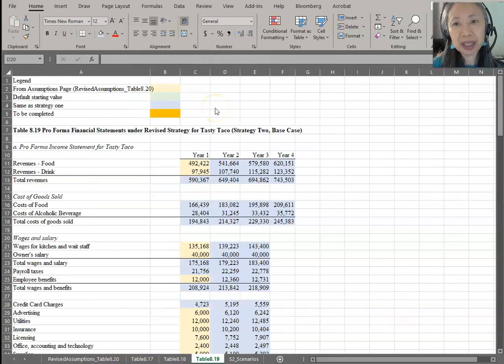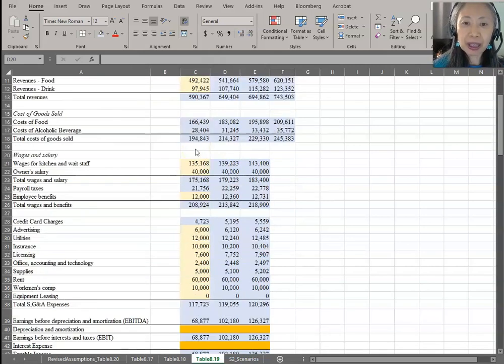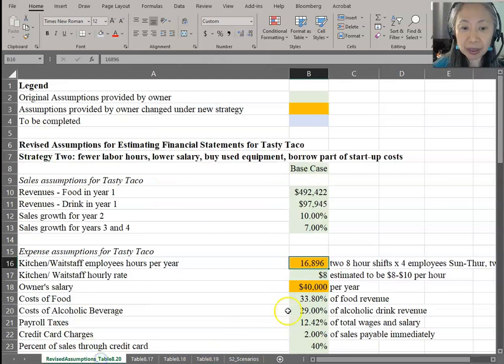Now we are ready to update the pro forma statements. I included the formulas that you should have completed in the last video, but here we are looking at strategy two. You only need to put in formulas that are new under the new strategy. One of the things that you notice is for wages and owner's salary, even though the new assumption is different, all you have to do is change it in the assumption area. It does not affect the structure of the model.